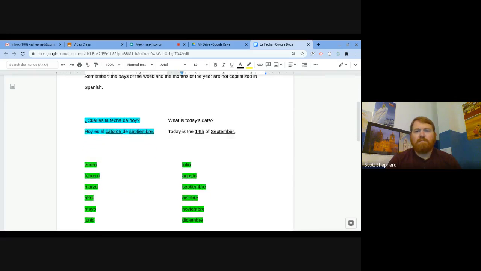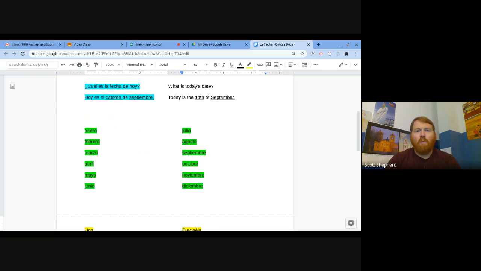For giving the date, the question is, ¿Cuál es la fecha de hoy? Once again, ¿cuál es la fecha de hoy? That means, what is today's date? To answer that, we use the expression hoy es, today is, el, which is the in Spanish. Then we put our number, today is 14. Then we put de, which means of, and then the month that we are in. And currently, it's the 14th of September. So, hoy es el 14 de septiembre.